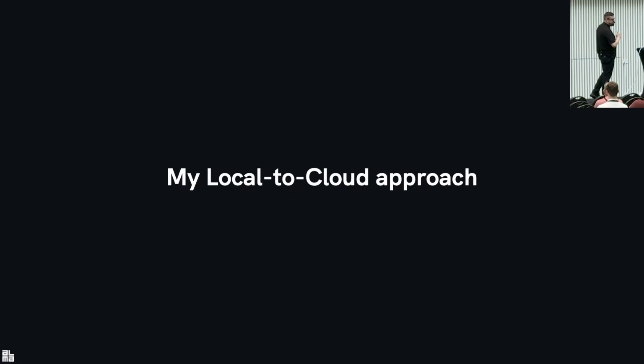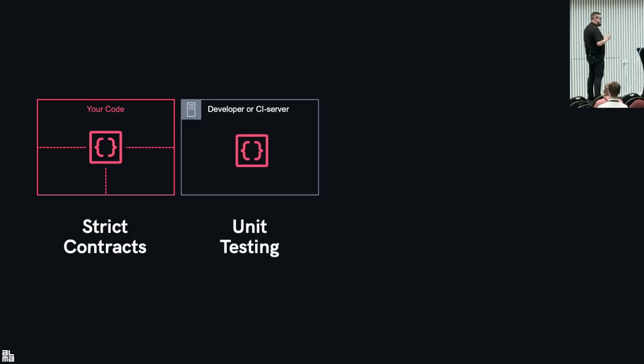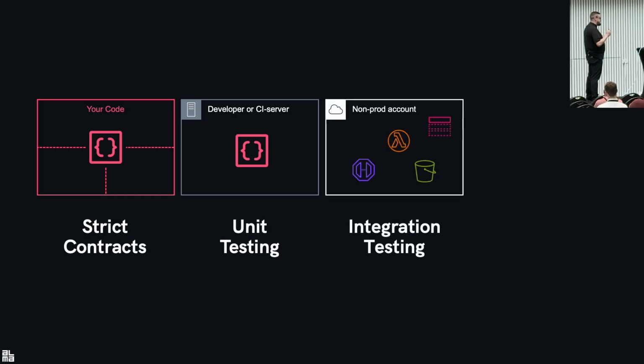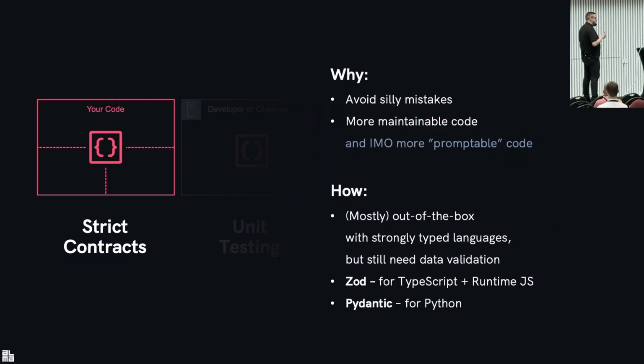So first thing on my list is strict contracts. Second, unit testing, and crucially fast and very, let's say, robust unit testing. And then integration testing, automated one. And finally, ephemeral environments for actually debugging things in the cloud environment.